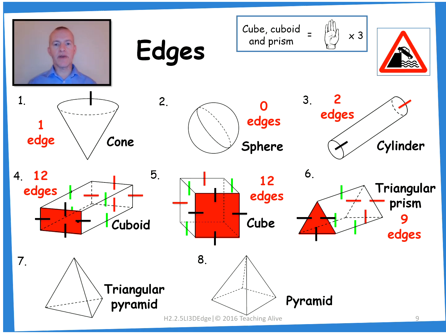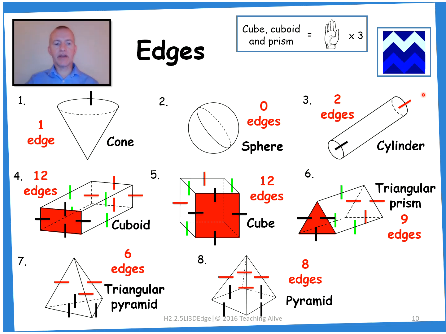Let's look at our pyramids. First we have number 7, a triangular pyramid or a triangular based pyramid. We can count 1, 2, 3 on the bottom and then keep on going. 3, 4, 5, 6 to give 6 edges. Number 8, our pyramid or our square based pyramid. We have 1, 2, 3, 4 on our bottom and keep on going. 4, 5, 6, 7, 8 to give 8 edges.